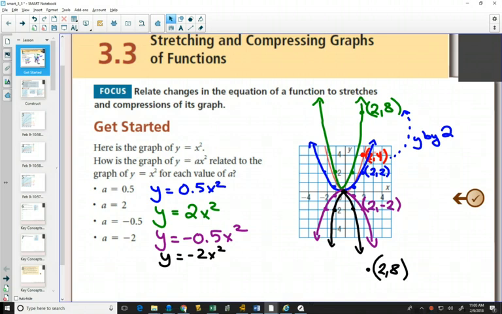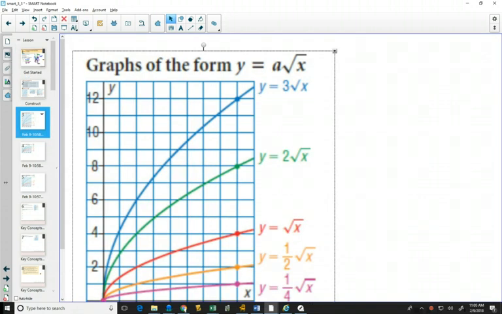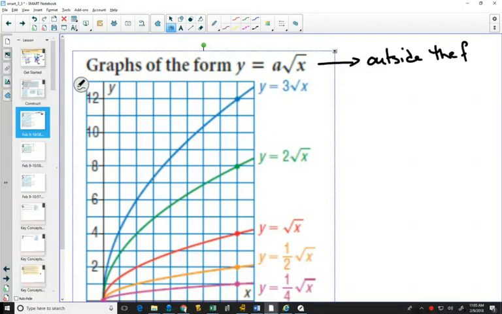On the next page, if you turn to it, we're going to look at each of these separately. They're all square root graphs. And we're going to put a little note. This first one, our a value is outside the function, and that means that it's going to affect the y-coordinate.